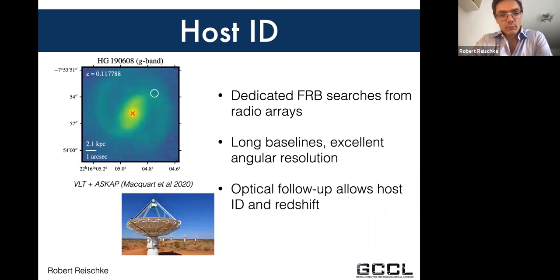So here's again one plot about the host identification, how it will look in the future. With ASKAP in combination with VLT, you will have very good angular resolution and a dedicated search. Therefore, you will have a lot of FRBs where you can actually identify the host and take an optical follow-up to allow the host identification and also to measure the redshift accurately. And this will push these measurements of the Hubble constant or anything else, also angular clustering, forward quite a bit.